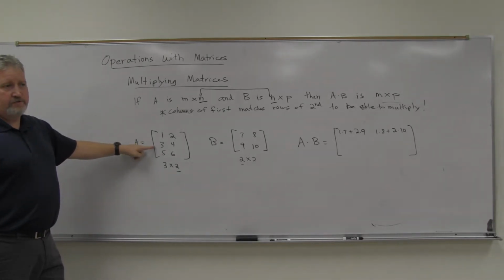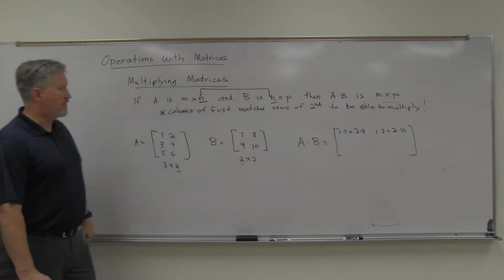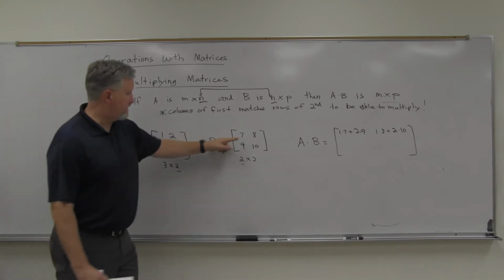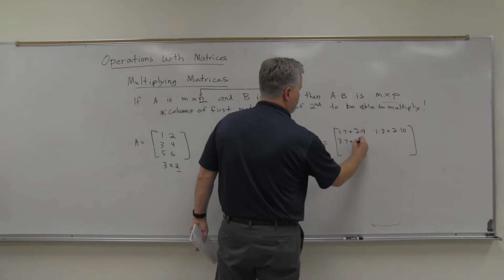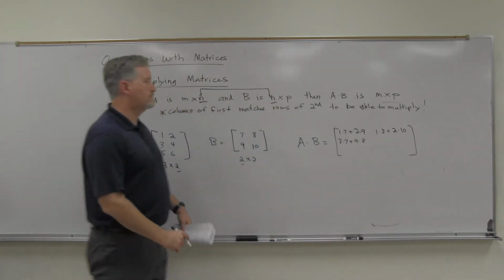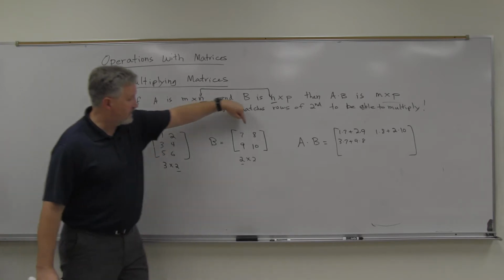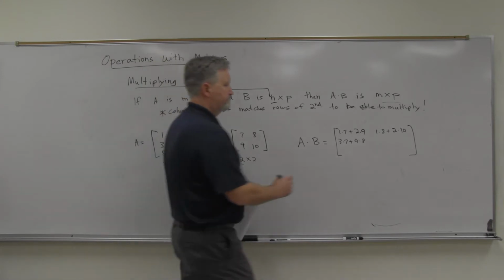So now we move on to row 2 of A. So we take row 2 of A, multiply it by both columns of B. So it'd be what? 3 times 7 plus 4 times 9 would be the first one. And then the 3, 4 row times the other column of B. So it'd be 3 times 8 plus 4 times 10.